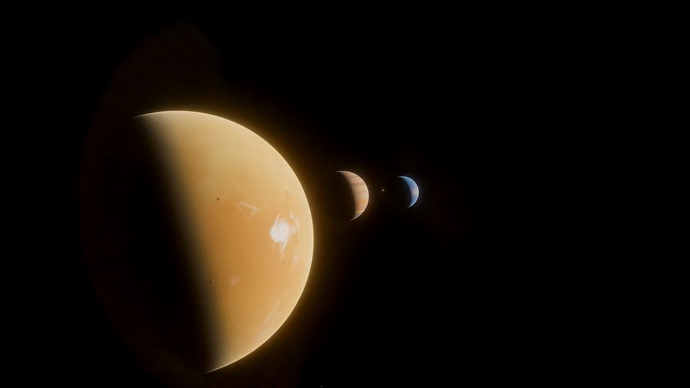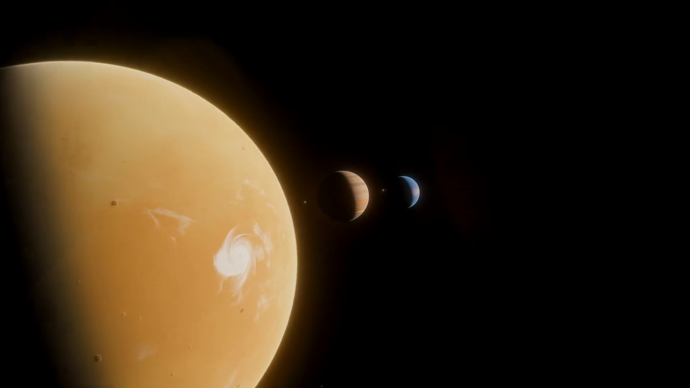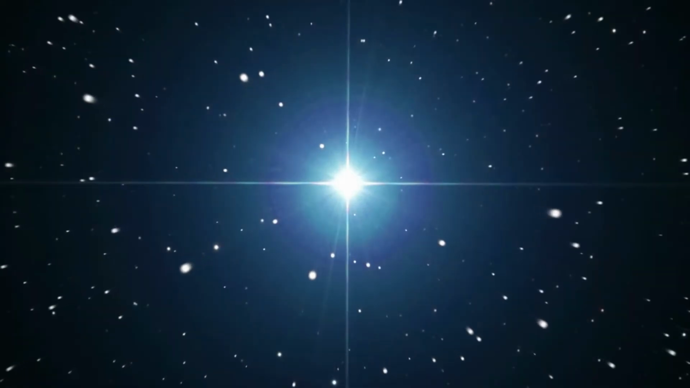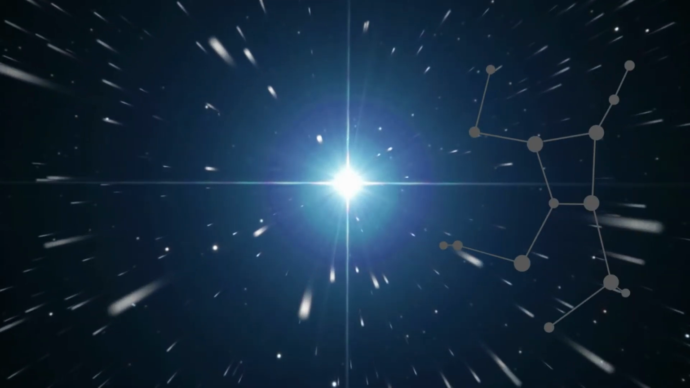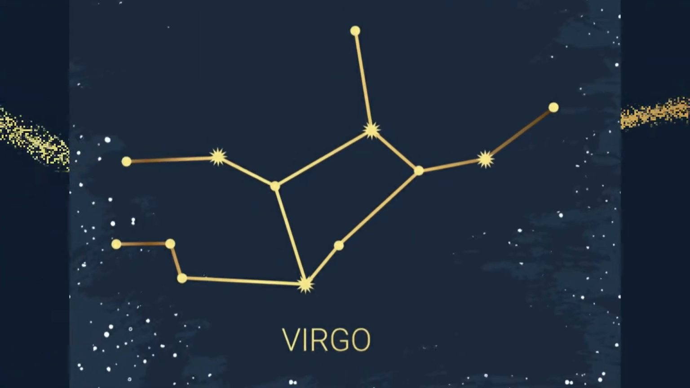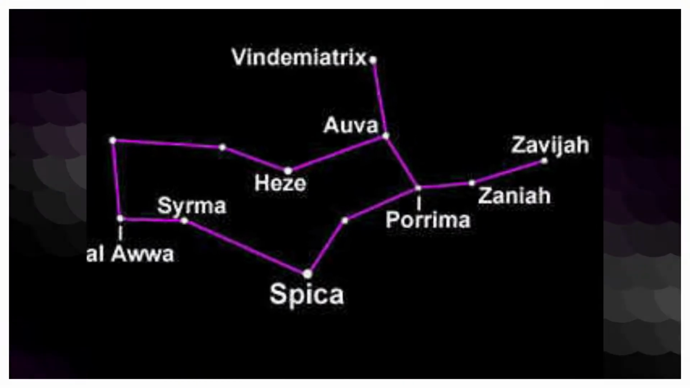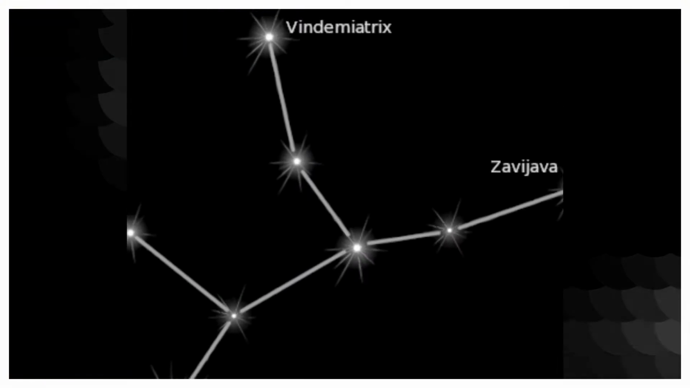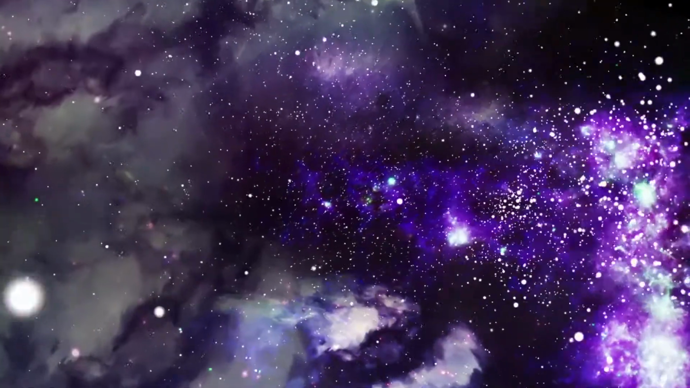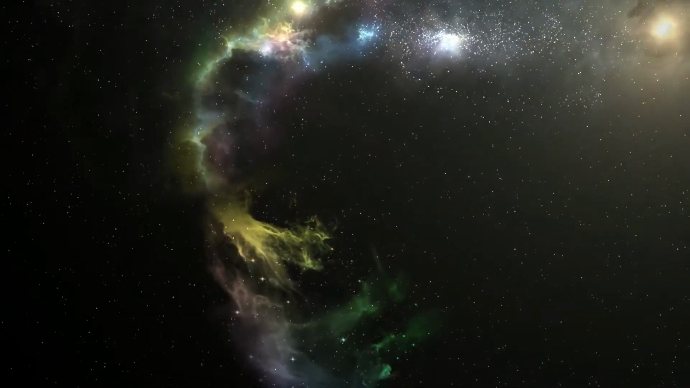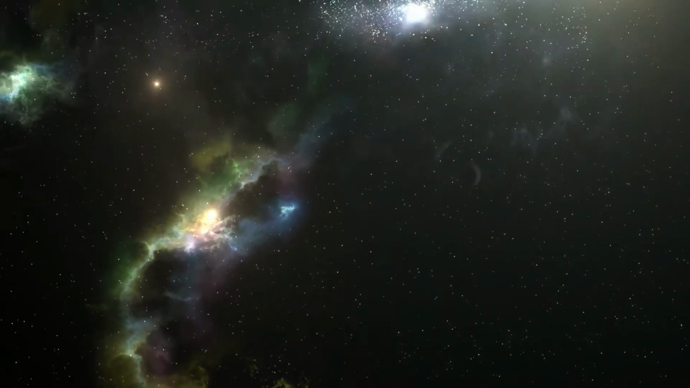The brightest northern star, Arcturus, is reached first by following the arc. Spica is located at the base of the Y of Virgo, which is the most conspicuous feature of the constellation. Virgo's ear of grain is marked by Spica. Her left wing is marked by Porrima and Zavajava, her left arm by Zanaya, and her right wing by Vindamayatrix. Halfway between Vindamayatrix and Denebola in Leo, the Virgo cluster of galaxies can be located.